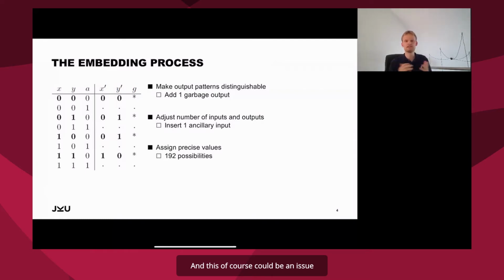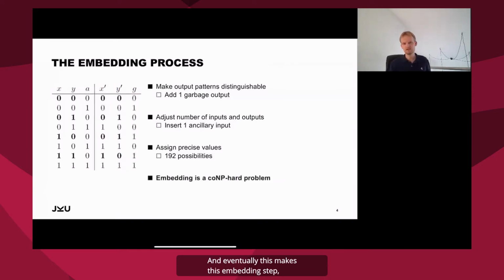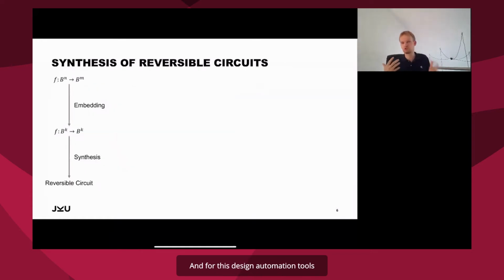And this, of course, could be an issue, because at the end of the day, we want to realize this functionality in terms of a Toffoli circuit. And of course, the cost of this Toffoli circuit also, to some extent, depends on how we have chosen all those values here. And eventually, this makes this embedding step already a co-NP hard problem. That means determining the best possible assignment or the best possible embedding in general is actually a very hard task. And for this, design automation tools can help to tackle the corresponding complexity.